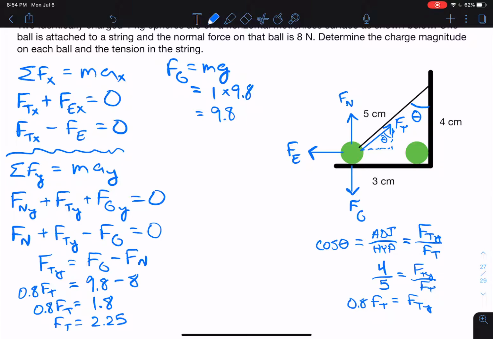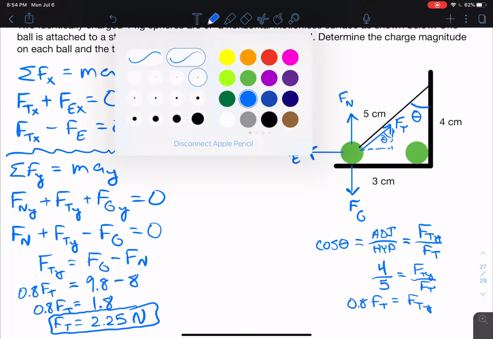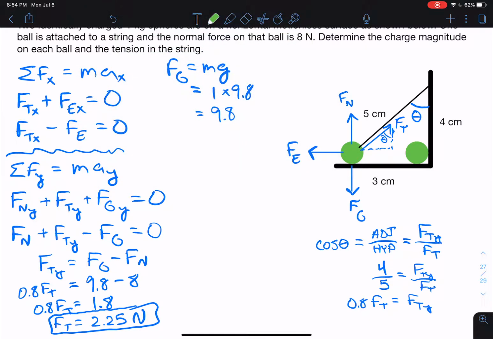Okay. So if I just continue to solve for FT here, FT equals 2.25 newtons. Okay. So there is FT, 2.25 newtons. Now that I know that, I can come back up here to my x equation. And I'm going to do this in a different color now. So I'm going to have FTx has to equal FE.